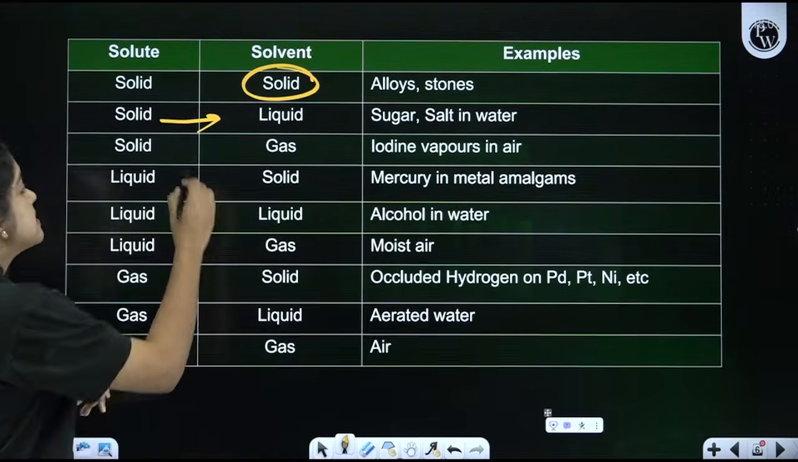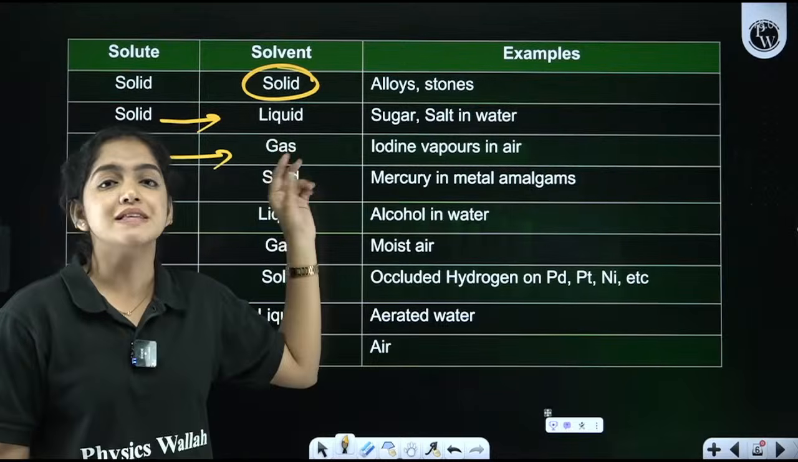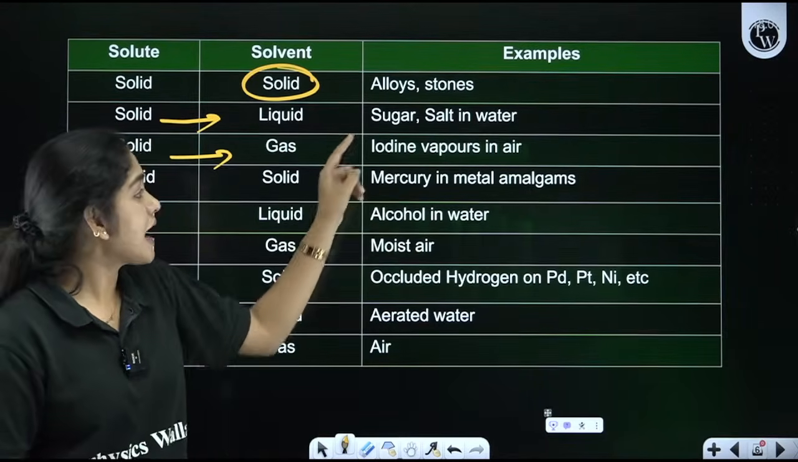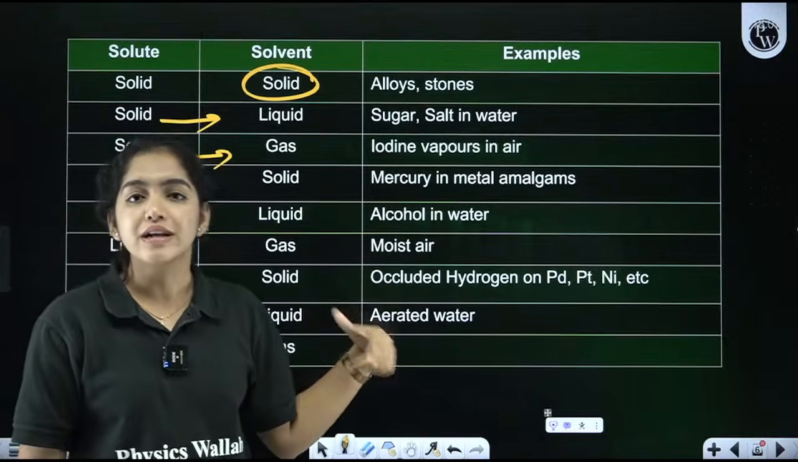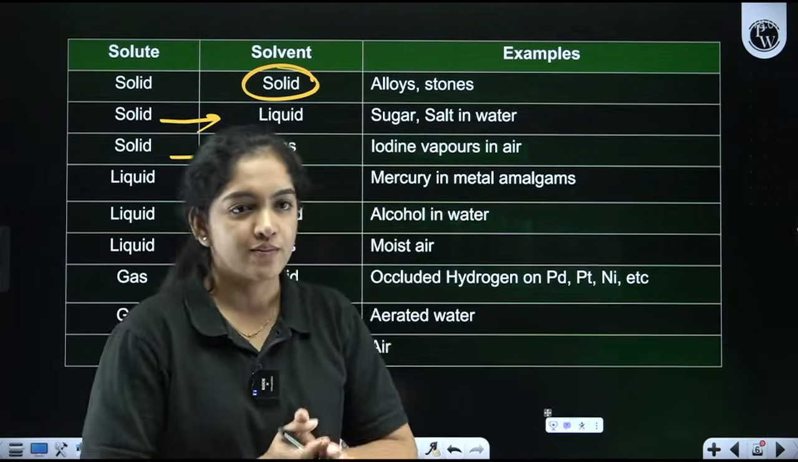Next one is solid and gas. Are you familiar with that? That is not a familiar one for us, right? We can mix solid and gas. The main example is iodine in air. Iodine is a solid thing. Iodine can be mixed in air. Iodine vapors in air.